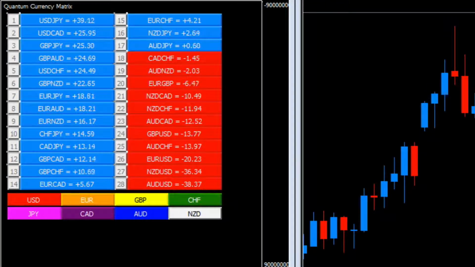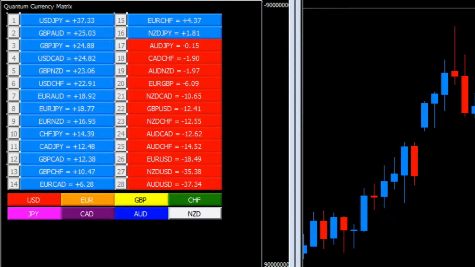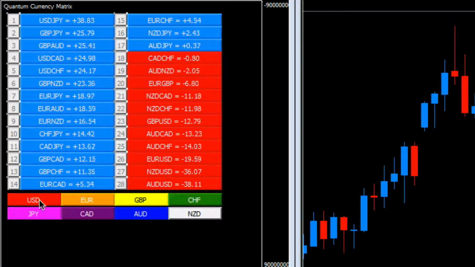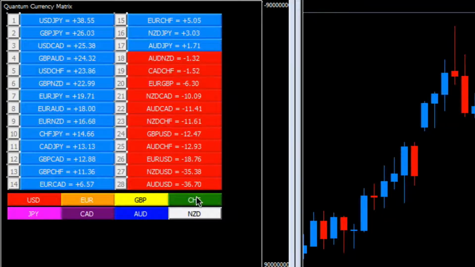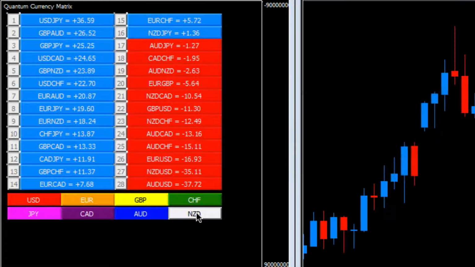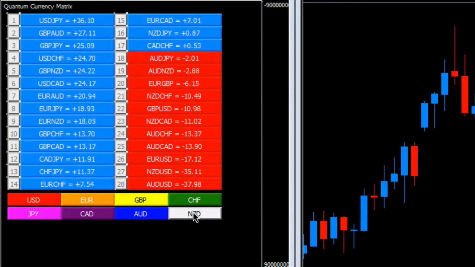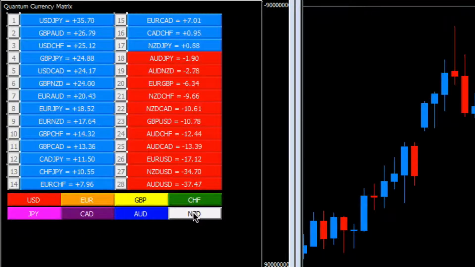Now, just another couple of other points to note. At the bottom here, you'll see we have our 8 currencies, all color-coded, which also reflect the same colors as on the currency strength indicator. And whilst the indicator in this format shows you all 28 pairs simultaneously, you can then begin to isolate out the currency that you would like to consider in more detail.